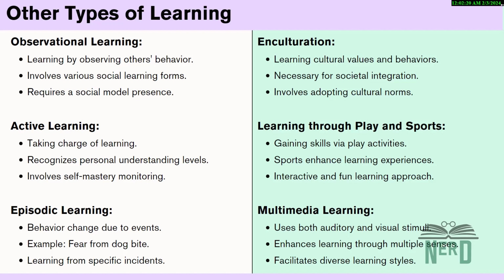Next up is active learning. This is all about taking control of your learning. It's like when you're studying for an exam and you make a list of things you're really weak on, right? This way you can focus on what you need to learn more about. It's like realizing you're good at algebra but need more practice with geometry, so you spend more time solving geometry problems.